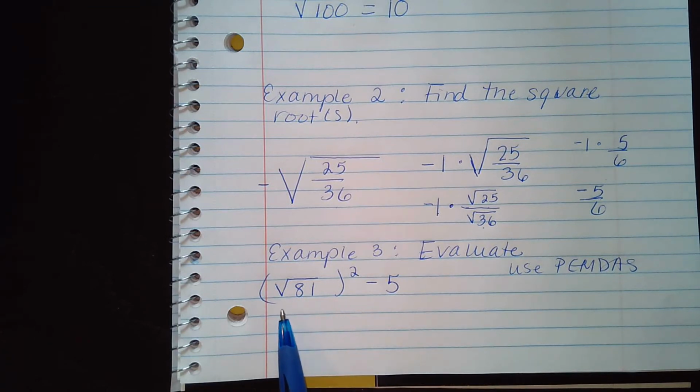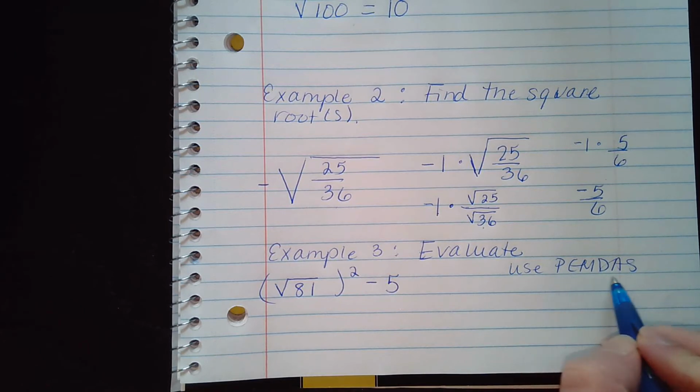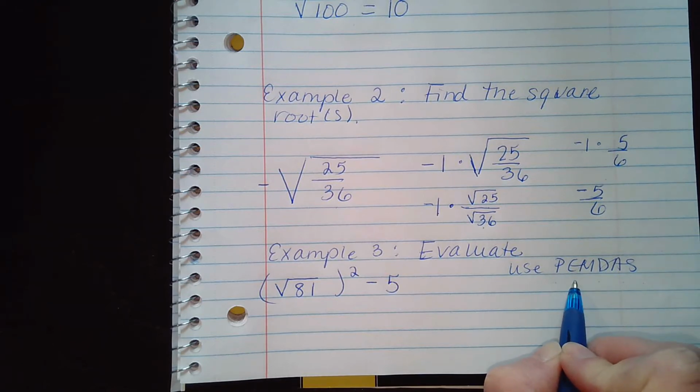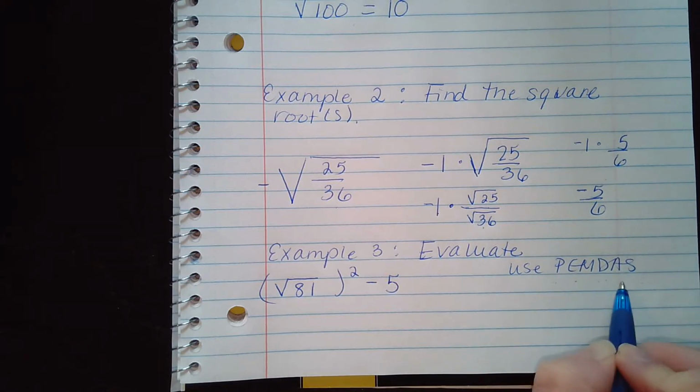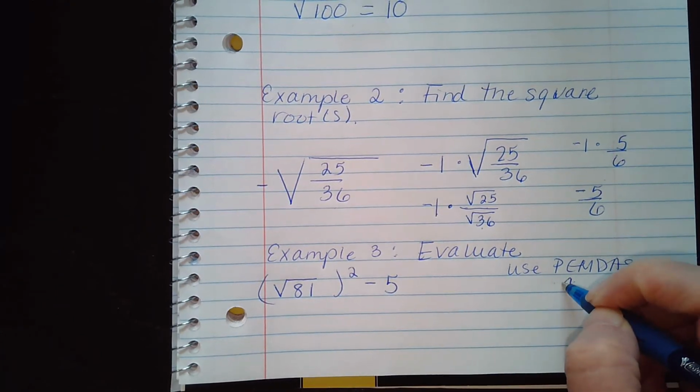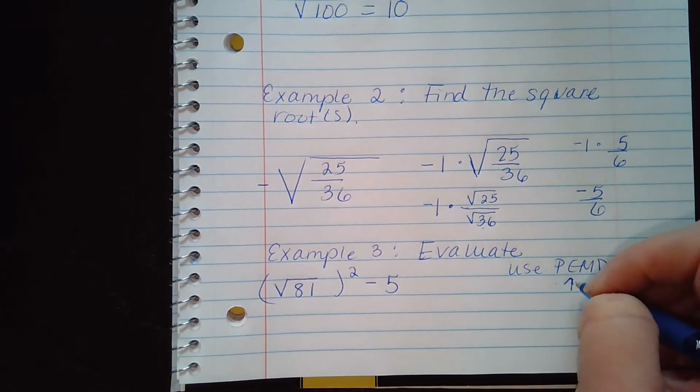Sometimes you'll be asked to do more than one operation using roots. In that case, remember you're going to use PEMDAS. Please excuse my dear Aunt Sally. So P is for parentheses, E is for exponents, then multiply, divide, add, or subtract. And the way square roots fall into there, remember square roots are kind of like exponents. So that is kind of their place in that mix.